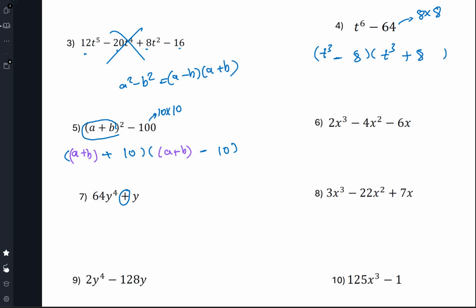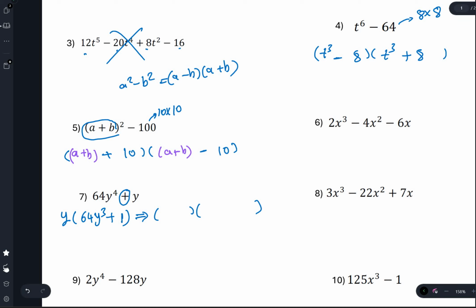In order to solve this question, first we have y in common, so let's factor y. When you factor y, we get 64. Y power 4 divided by y equals y power 3, plus, there is no 0. Y divided by y equals 1. Right now, students, 64 is cubic, y power 3 is cubic, 1 is also cubic. So we can solve this question by cubic, with a small bracket and a big bracket.